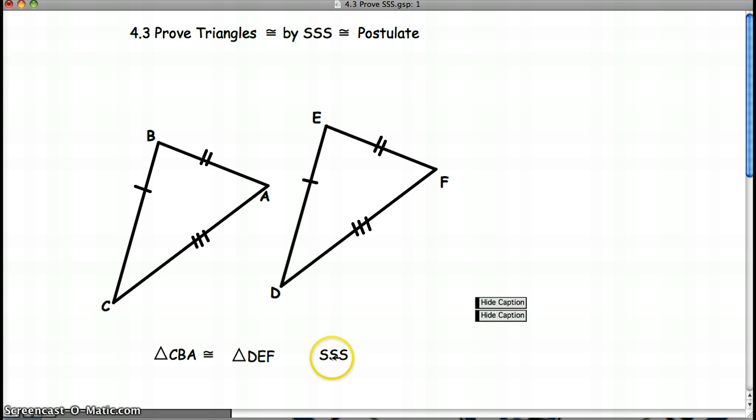Again, we're using the side, side, side congruency postulate. So if three sides are congruent to three sides of another triangle, then you have congruent triangles. So you can say triangle CBA is congruent to triangle DEF. And again, remember to make sure that you say the order properly. If I say triangle ACB, then I have to call it congruent to triangle FDE. I've got to go in the right order. It's very important that you understand that.